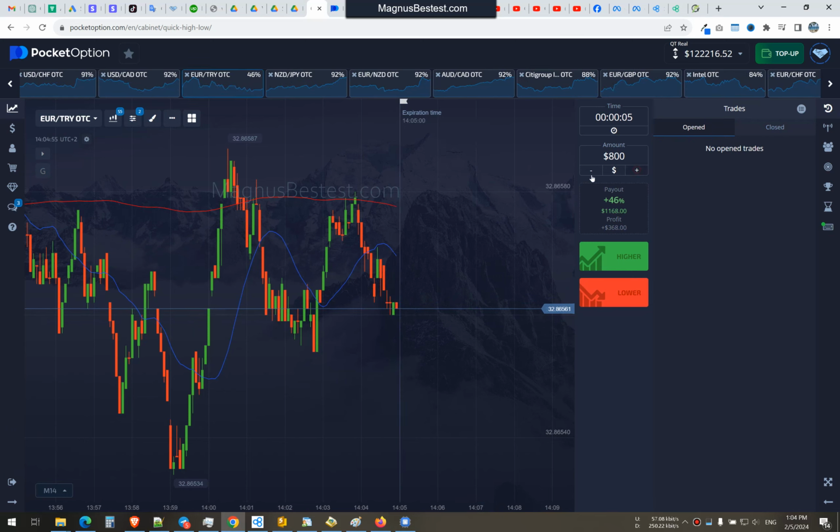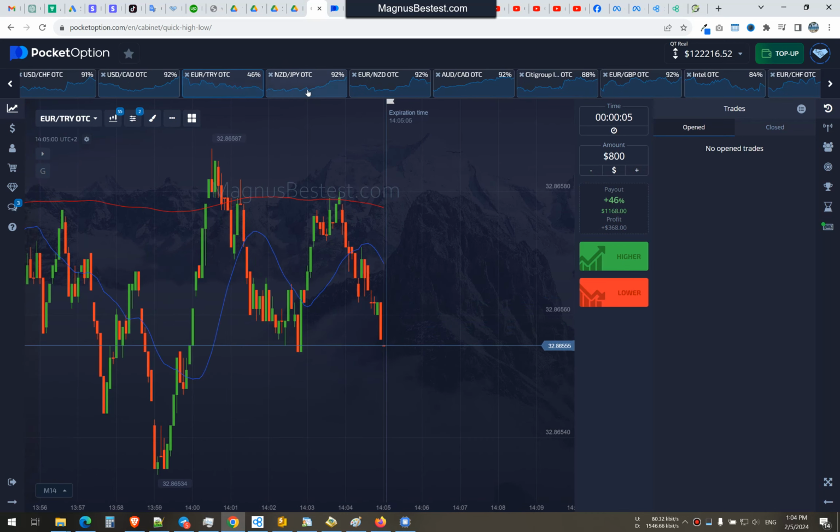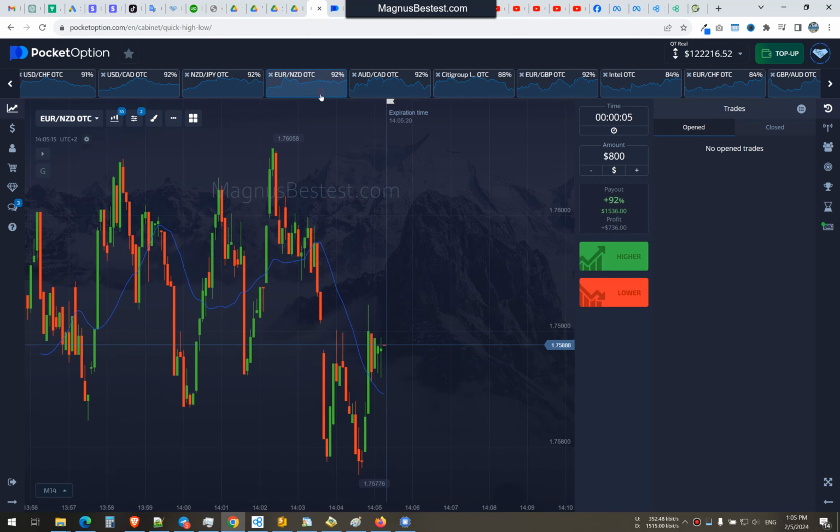Now I noticed it was a low percentage, but no problem. I need to be careful about the payout percentage. I just came to the charts without any preparation. This is not good. 46% payout, that's not very high. Okay, so be careful about that, guys.